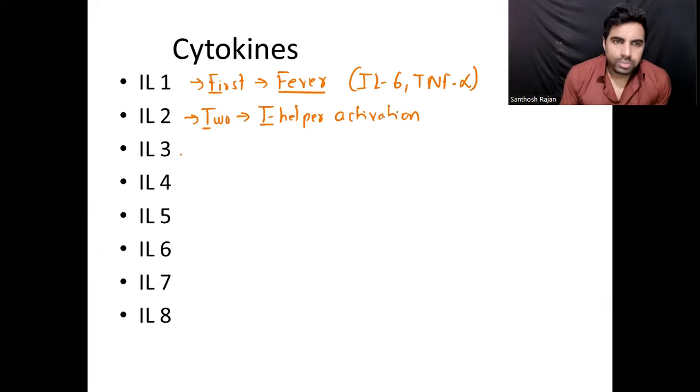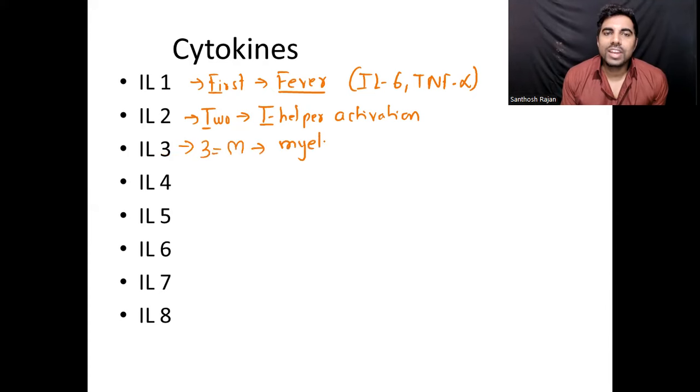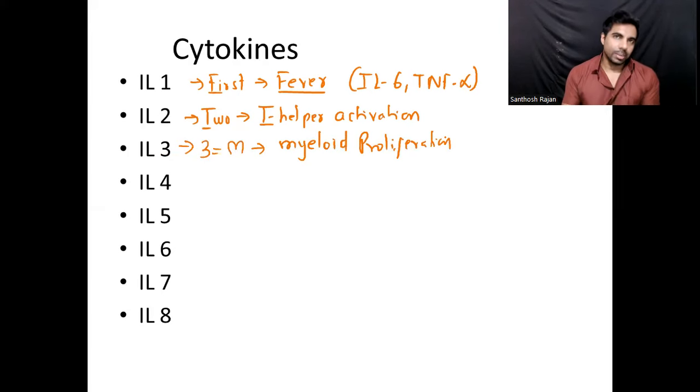Two. Now three. Three is like this. Now if you flip three upside down, it will become M. So for myeloid proliferation, you need what? Interleukin 3. Very, very important. Myeloid. Okay. M3. Right.